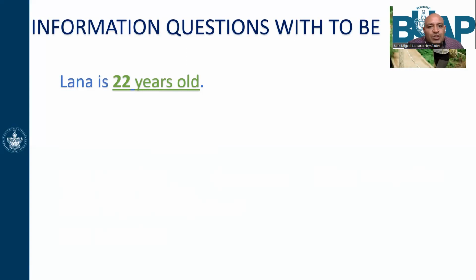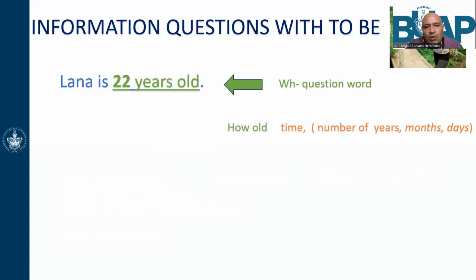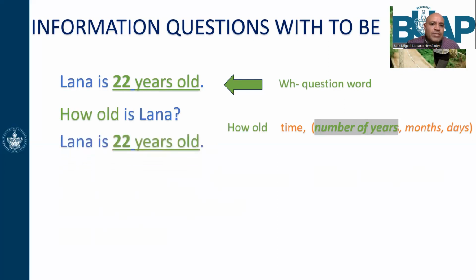Lana is 22 years old. Remember that how old, we're going to use it with the time. And then the example that we have is the number of years, the number of months, and the number of days. So in this case, we are looking for the number of years. So Lana is 22 years old.